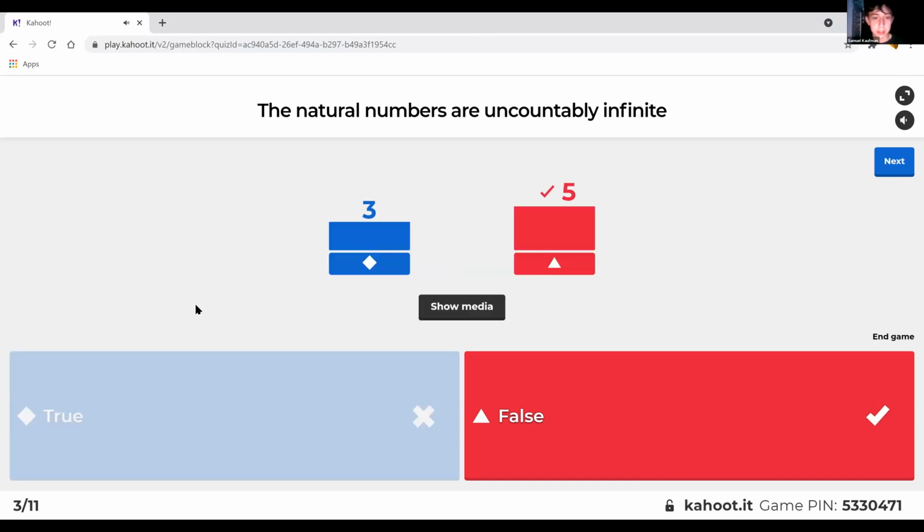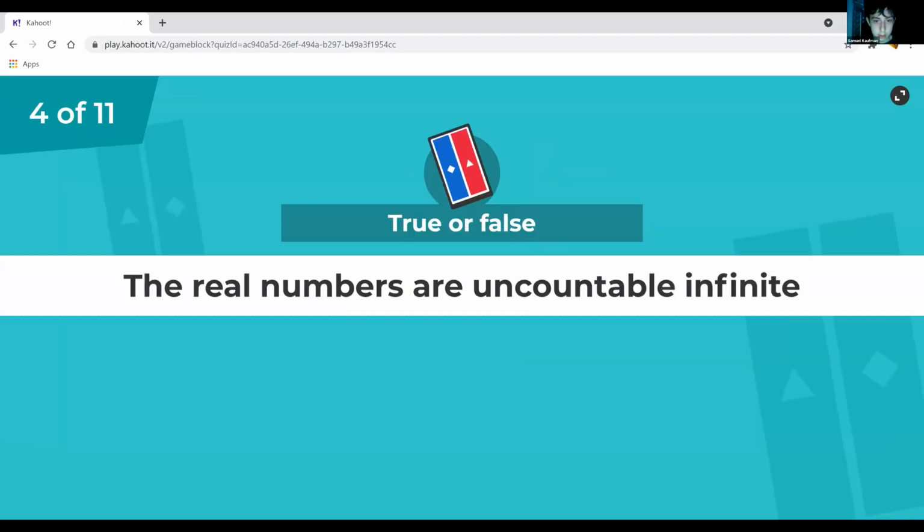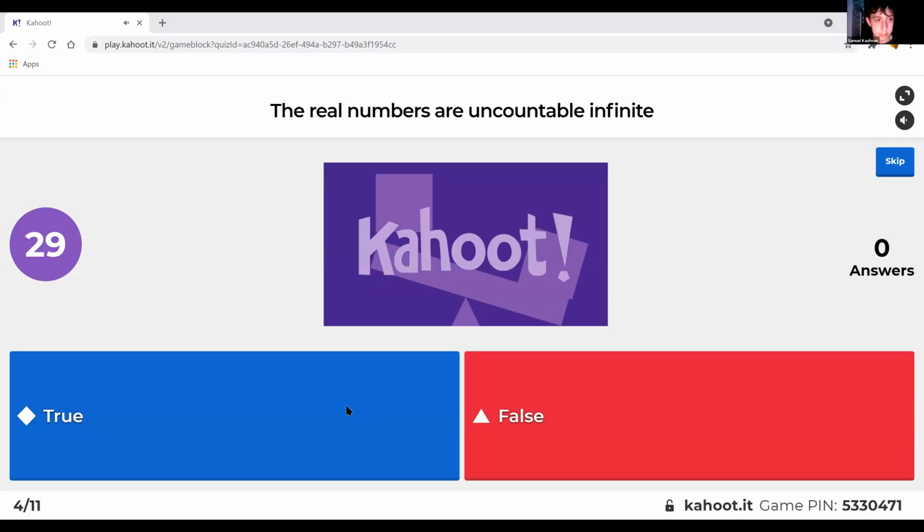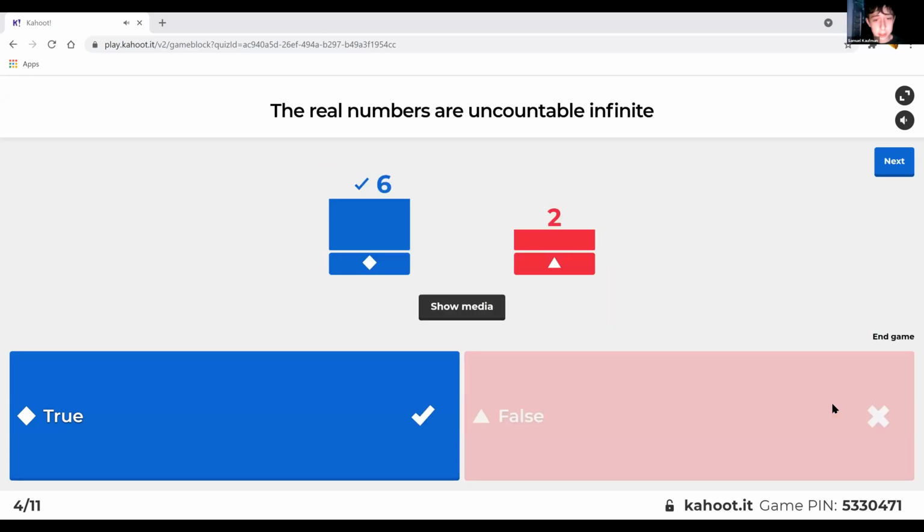So the natural numbers, we just said they're aleph null. Another word for aleph null is countably infinite. So they are not uncountably infinite. Uncountably infinite is bigger than countably infinite. Yep. So the real numbers are a set that's bigger than the natural numbers, and they are uncountably infinite.